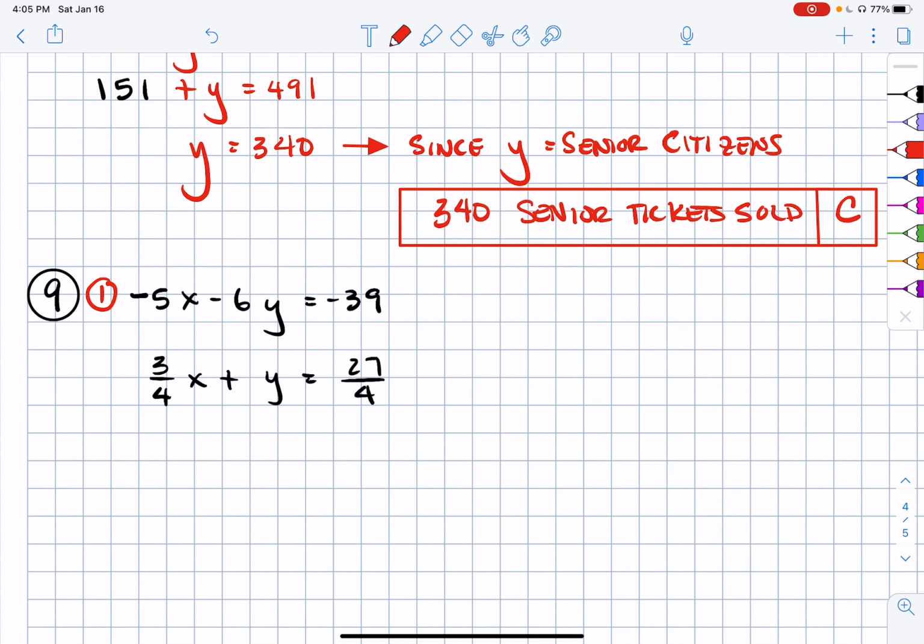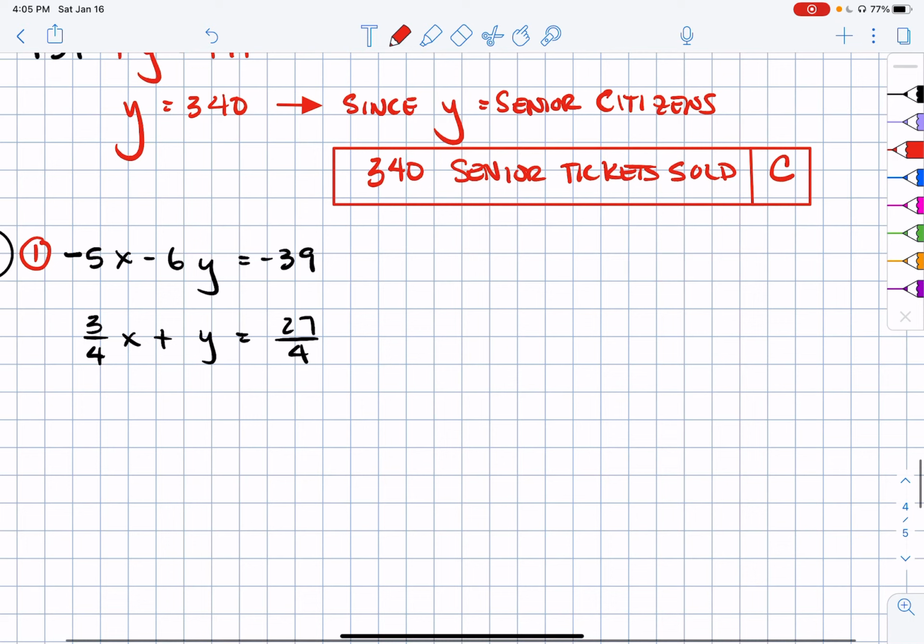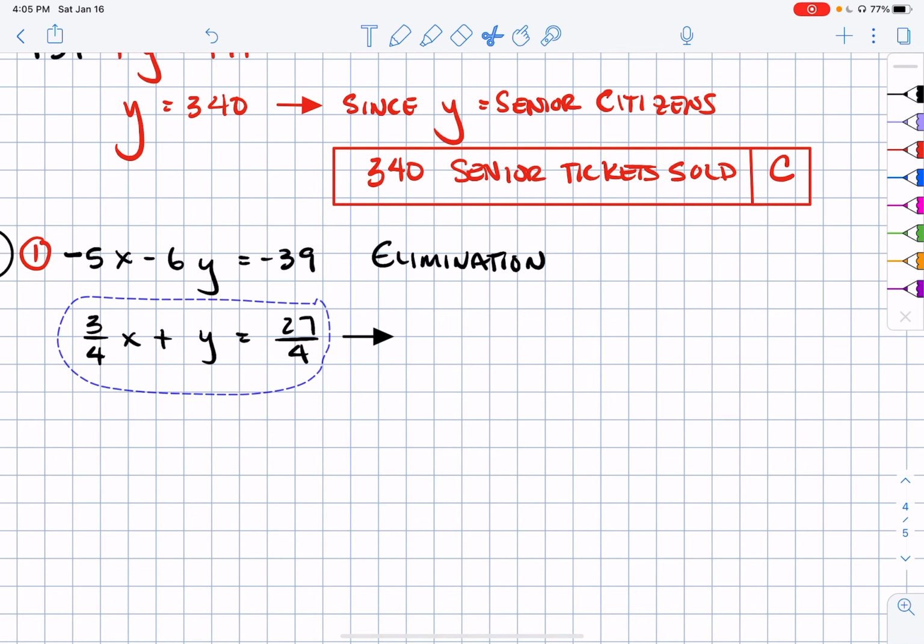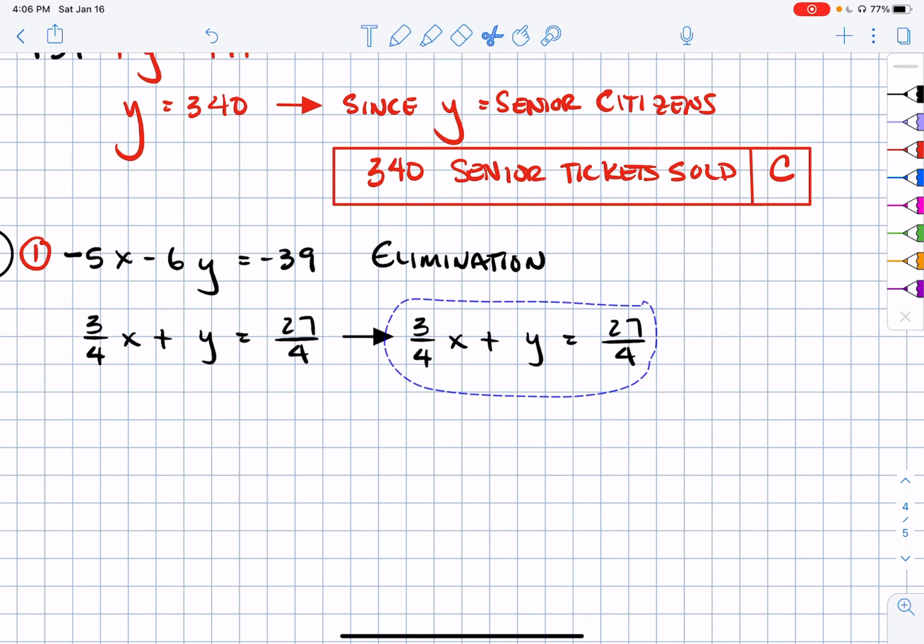First of all, I have to tell you that this is by elimination. Now I'm going to show you what I do to get rid of these fractions. Let me do this first: copy it, paste it.